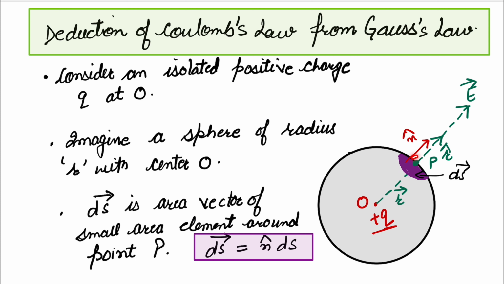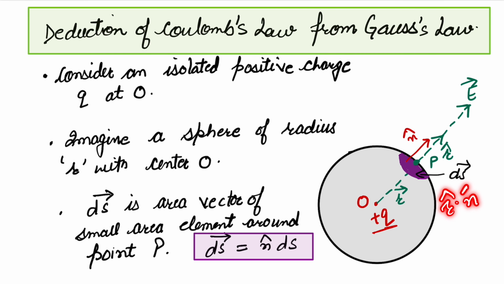We have chosen the observation point P. So around P, we have chosen a small area element, that is ds. Then in this area element ds, the area vector will be the product of ds and a unit vector which is drawn normal to the ds. We can clearly see from the figure that r cap and n cap are the unit vectors and they are parallel to each other. So r cap dot n cap will be equal to 1.